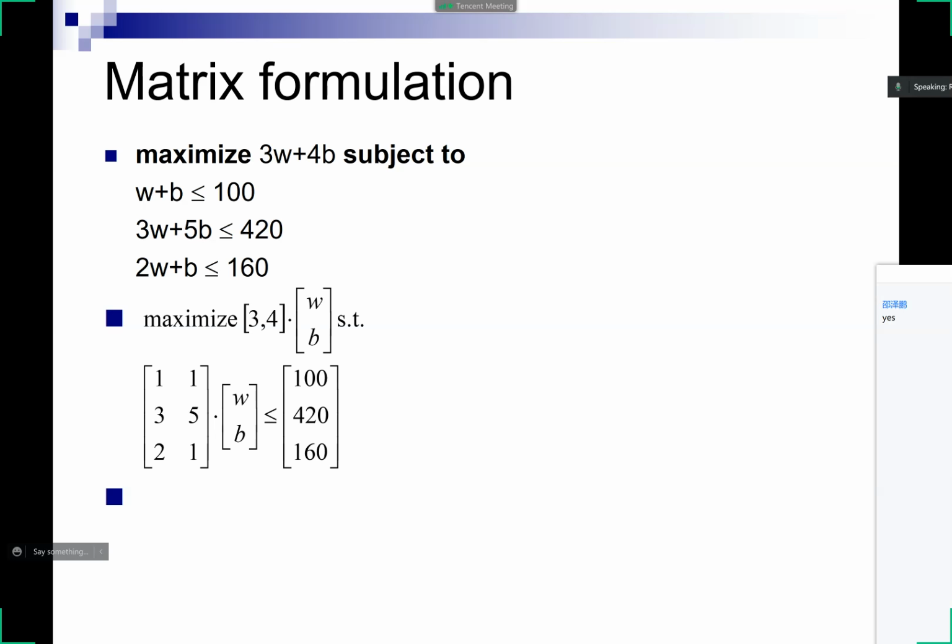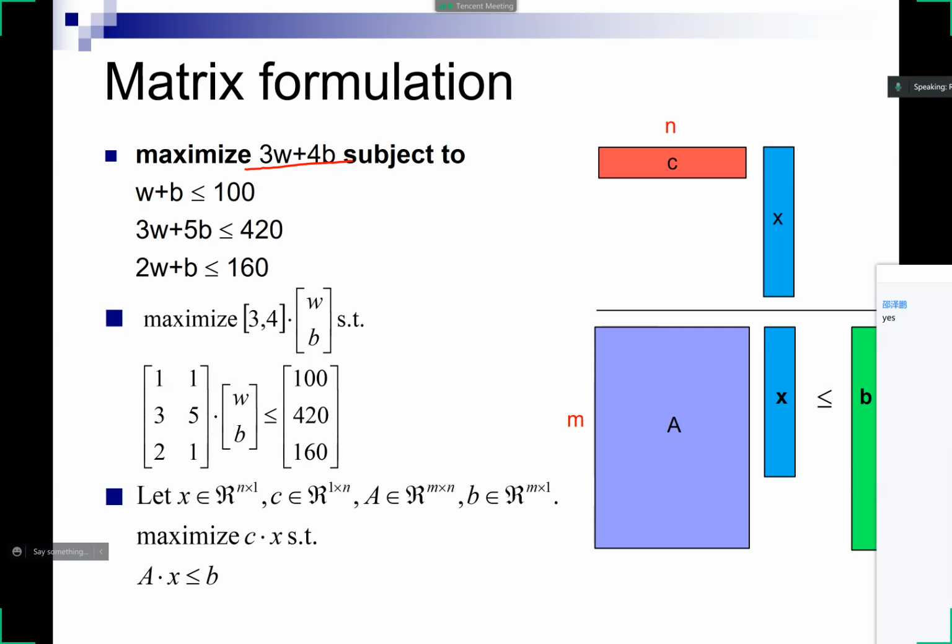For example, the objective function over here, if you write this using matrix notation, you can write it as a dot product of two vectors. Here you put all the variables that you have. In general, if you're in d dimensions, then you're going to have a d-dimensional vector representing all of your variables. All of the constraints can also be written in matrix format, like we have over here.